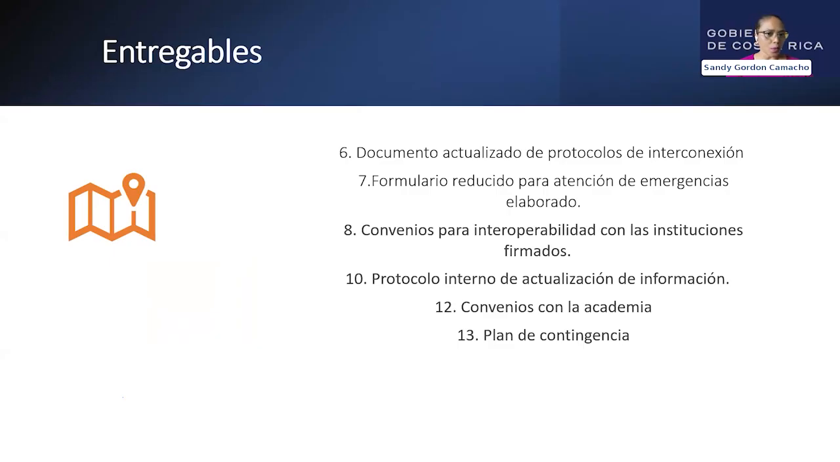to have an updated document of interconnection protocols. We know that what is in black and white can be improved, so we are working on that document currently. Also, a shortened form for emergency care. That document has already been created, and we think that facing an emergency situation, we cannot be filling out documents and documents. We need to ensure the protection and the help to the families.